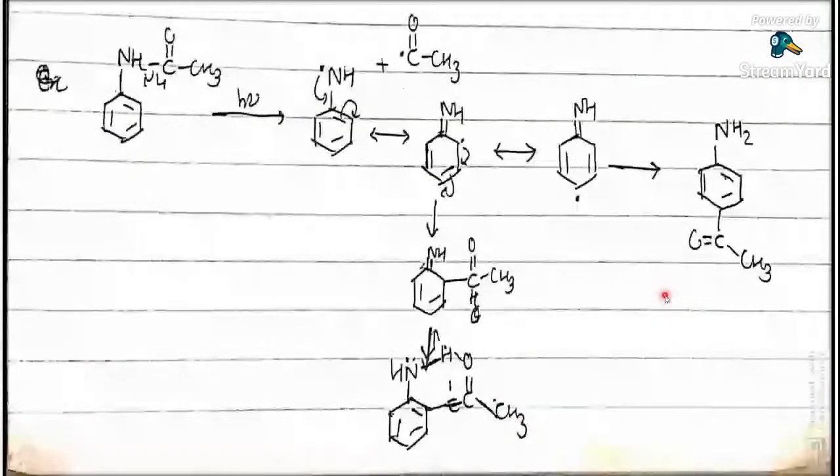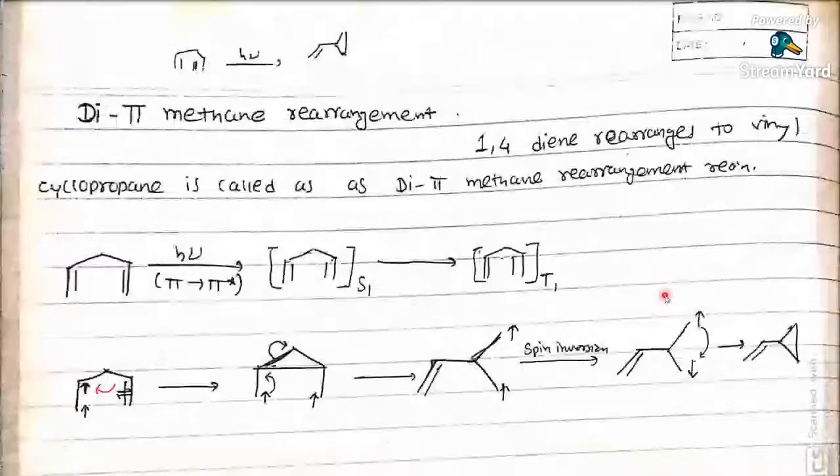Then the third one was the di-pi-methane rearrangement reaction, where this is your reactant and you are getting the vinyl cyclopropane as a product. So what you have to do is write down the name of the reaction, its reactant and its product. So this is the third reaction, where you are getting the vinyl cyclopropane as a product through the presence of this 1,4-diene structure.